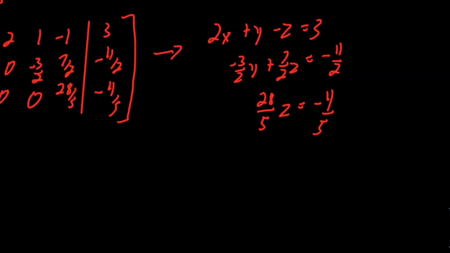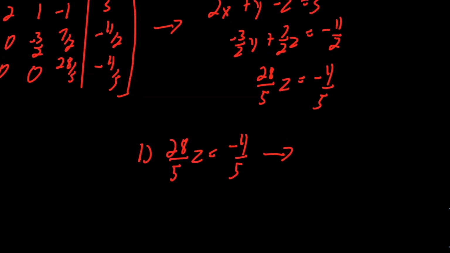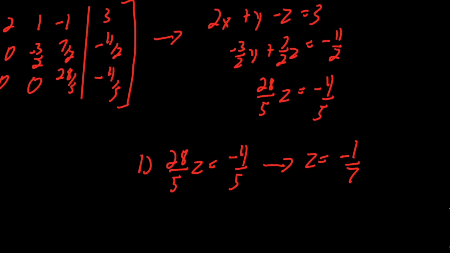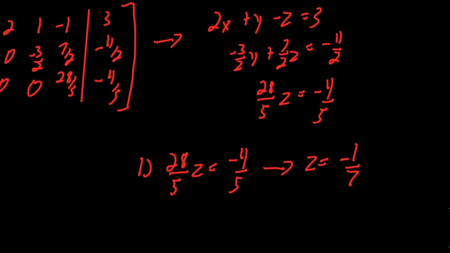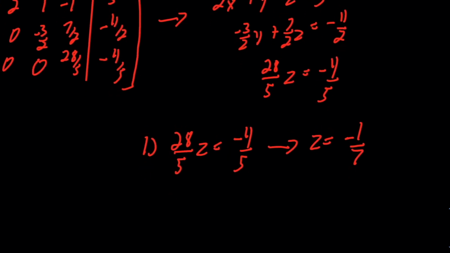So, which of the three variables are we going to solve first? Personally, I'll go with the third equation. So 28 over 5 times z equals negative 4 fifths. We can multiply by the reciprocal of 28 fifths, and we get z is equal to negative 1/7. Okay, we have one solution, and I think we're going to have to work our way up in the system of equations. So we'll grab equation 2, negative 3 halves times y plus 7 halves times z equals negative 11 halves.